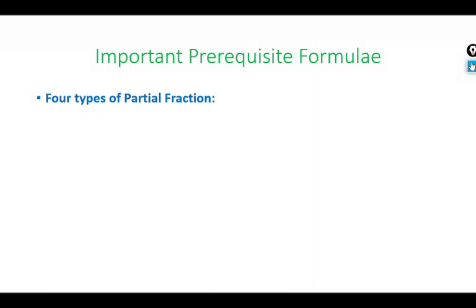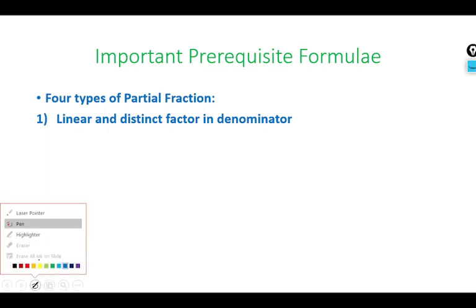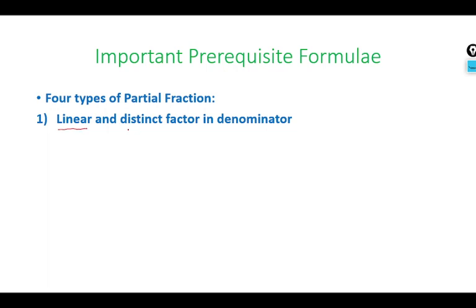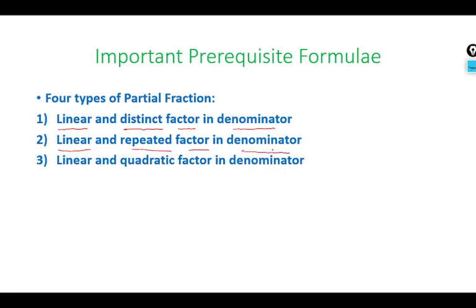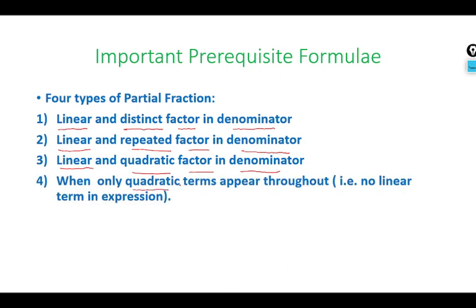Okay, so which 4 types are there in the partial fraction? First is when we have linear and distinct factors in the denominator. Then we have a linear repeated factor in the denominator, then linear and quadratic factors in the denominator, and the last one when only quadratic terms are there, nowhere a linear term. So these are the 4 different types of partial fraction that we have. We'll see these one by one.